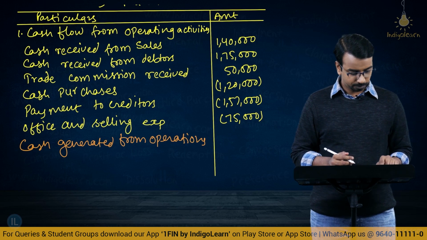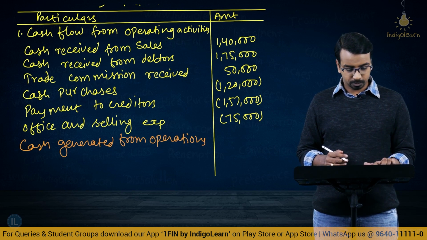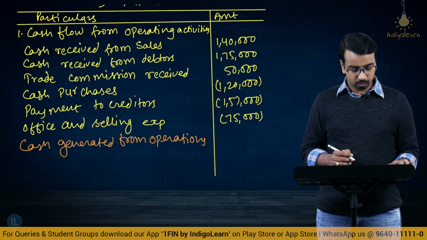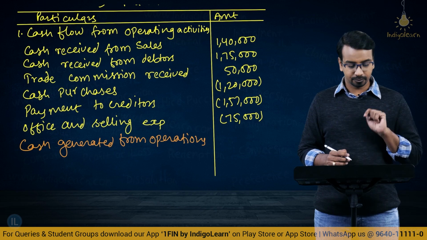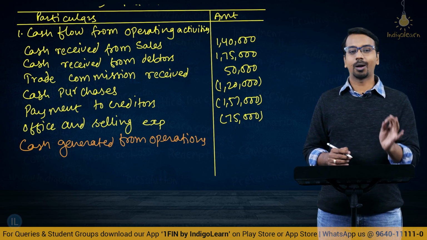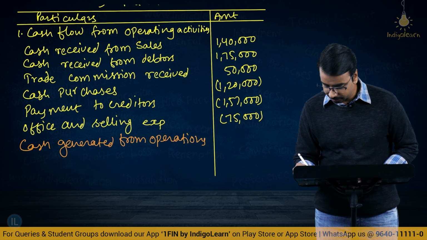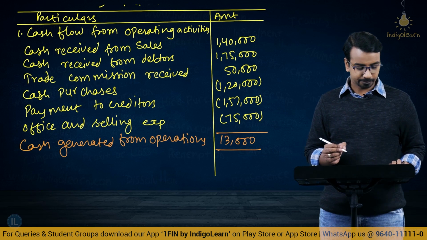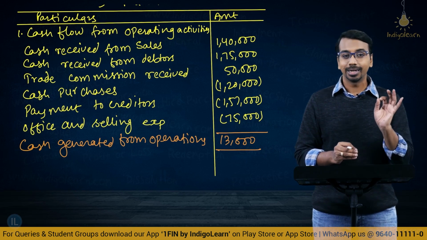So let's total up. 140 plus 175 plus 50. So 365 is the inflow, minus 120 minus 157 minus 75. So you have 13,000 of cash which has been generated from operations. So you will write this as 13,000. Okay. So 13,000 of cash has been generated from my operations. I have not factored in tax yet.